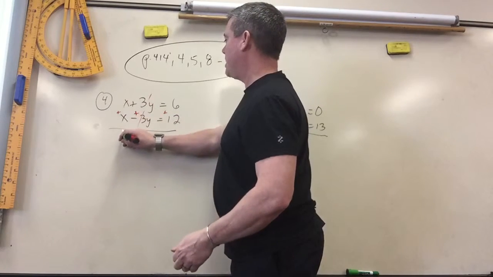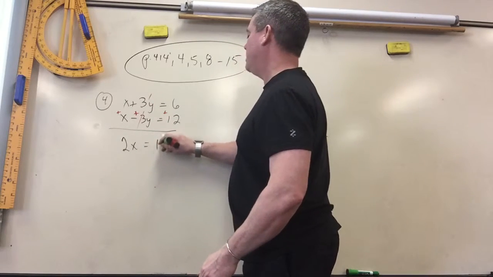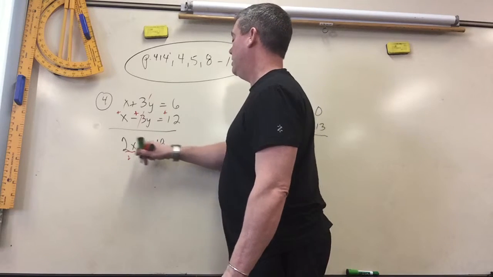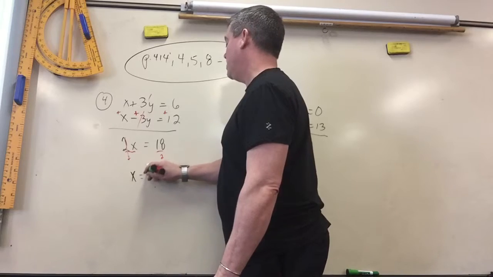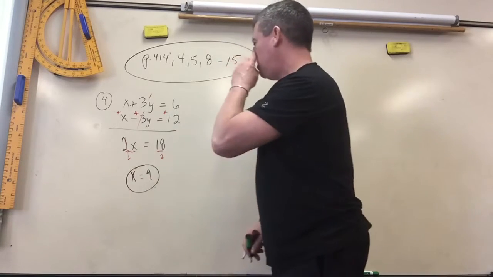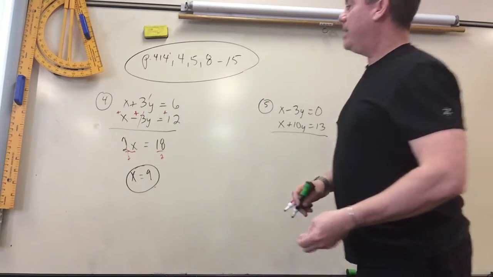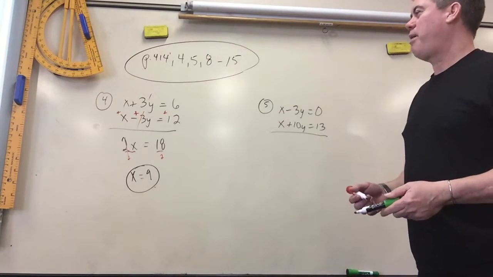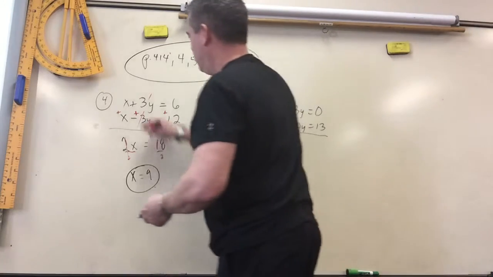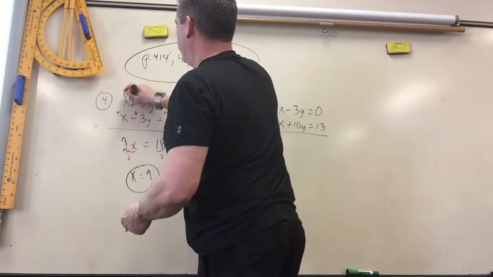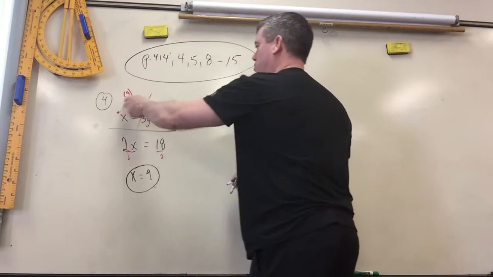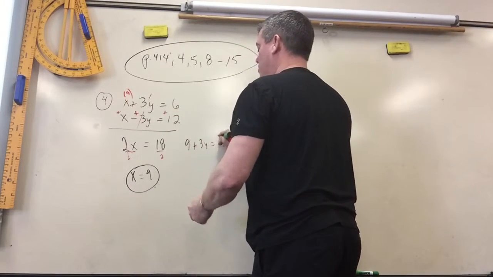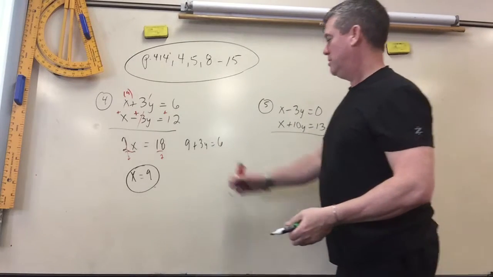So X plus X is 2X equals 18. So you just divide by 2 and you get X equals 9. Then you got to figure out what Y is. So you can put it in either one. I'll put it in the top one. And then you just rewrite it. It would be 9 plus 3y equals 6, and then you solve it.